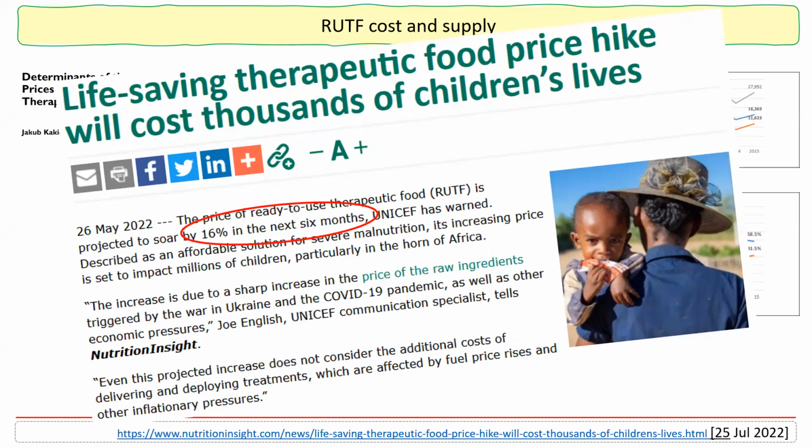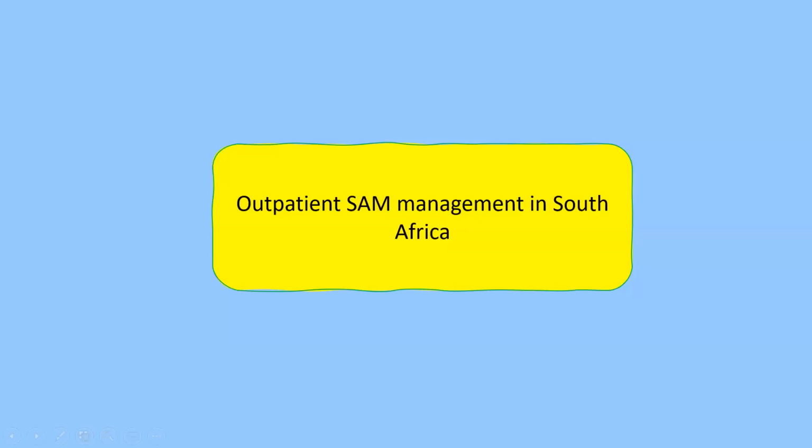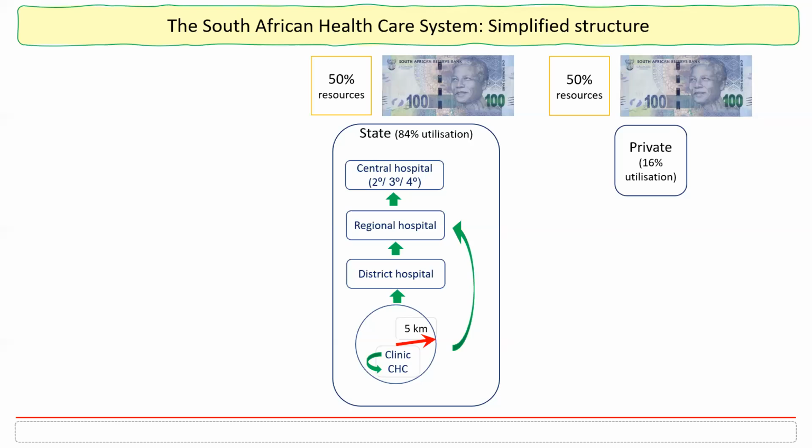So next, I'd like to talk about outpatient management of SAM in South Africa. And to understand this, I think we need to have an overview of the South African health system. So briefly, about 16% of the population will utilize public or private health services, and the rest the state, although there's an equal amount of money spent in both sectors. And South Africa is a very unequal country.